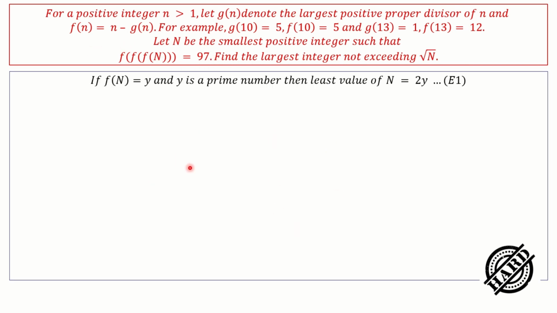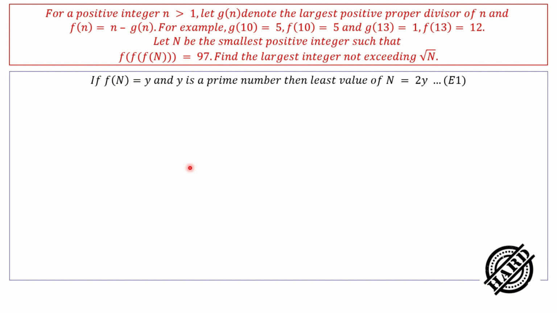First thing you need to understand: if f of n equal to y and y is a prime, what is the meaning of that? If y is a prime, then the only way is n has to be twice the prime number. Only then you get that value. Correct?